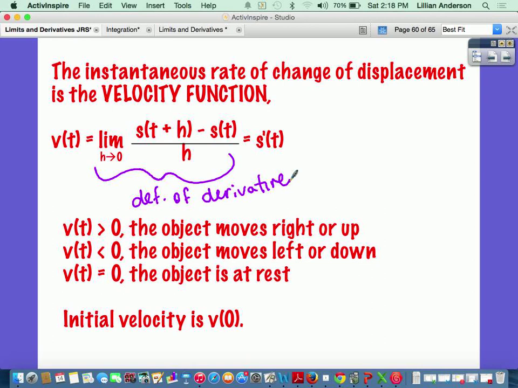Now, if velocity is greater than 0, then the object is moving to the right or up. If the velocity is less than 0, the object moves left or down. And lastly, if velocity equals 0, the object is at rest. The initial velocity is when you plug in 0 for your time. So whenever you're given a particular time, you plug it into your velocity function, and then you decide which of these three situations it is: at rest, moving left or down, or right or up.